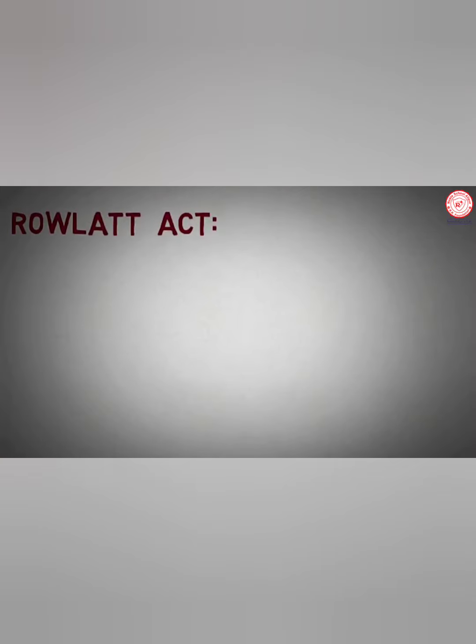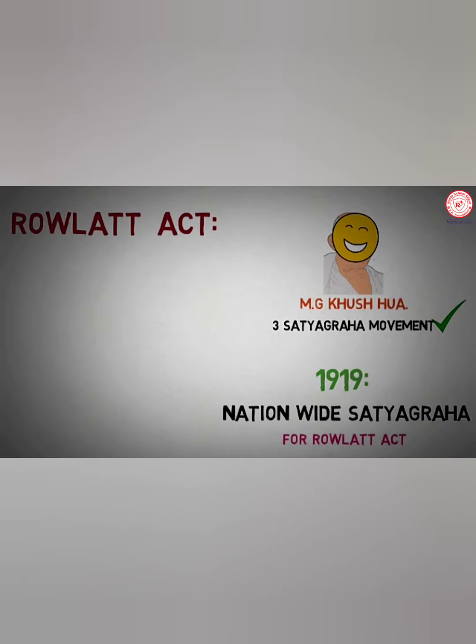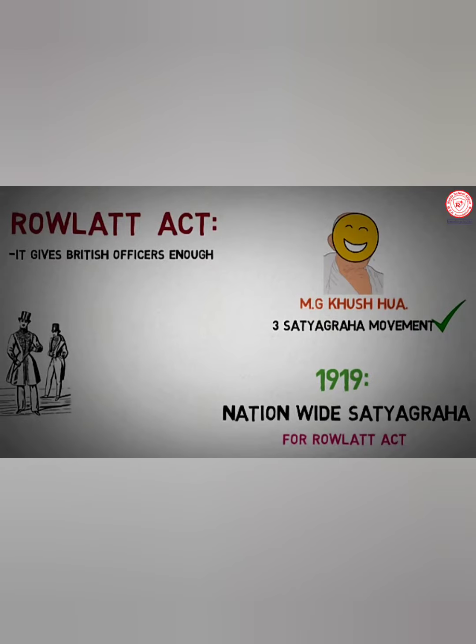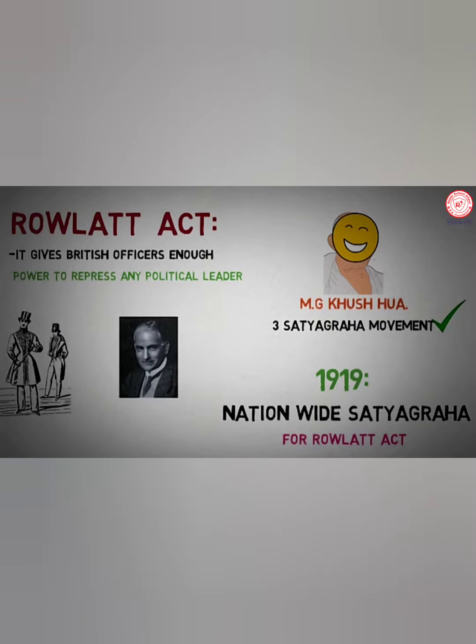Next we'll see the Rowlatt Act. Gandhiji was very happy because all the Satyagraha movements that he started were successful. So he organized a nationwide Satyagraha against the Rowlatt Act. Let's first understand what exactly the Rowlatt Act is. It gave British officers enough power to repress any political leader and put them in prison for 2 years without any warrant.